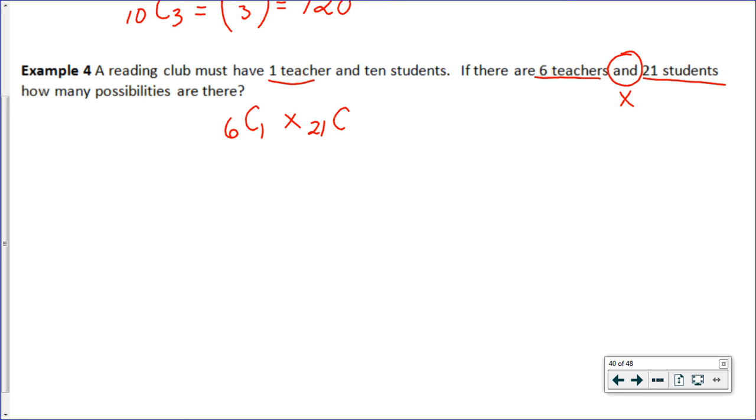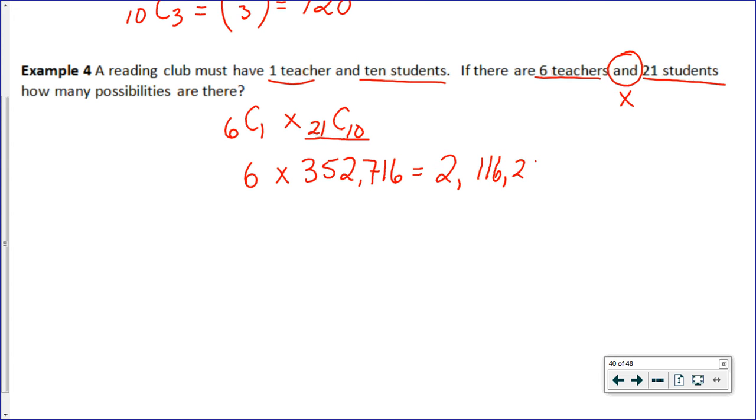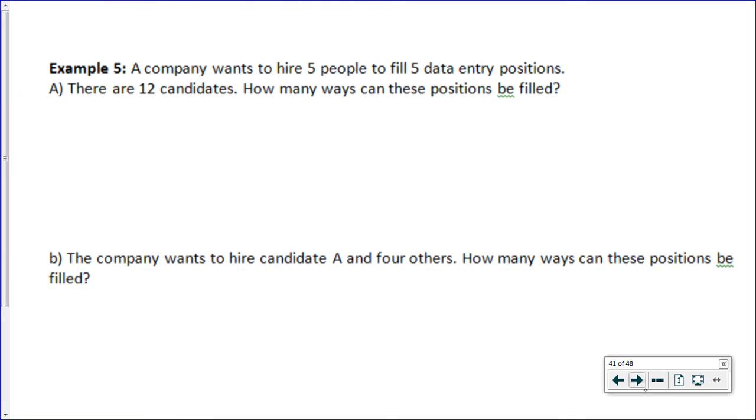choose 10. We're choosing 10 students. So 6 choose 1 is 6. That kind of makes sense. And 21 choose 10. Well, that's a lot more possible combinations. 352,716. And so if I multiply those out, I get 2,116,296.